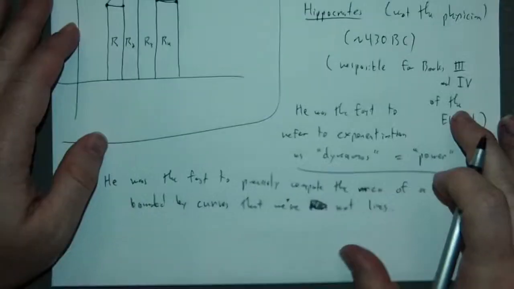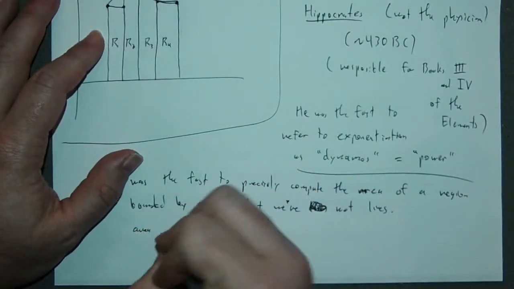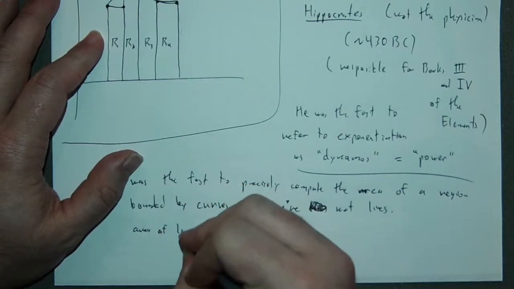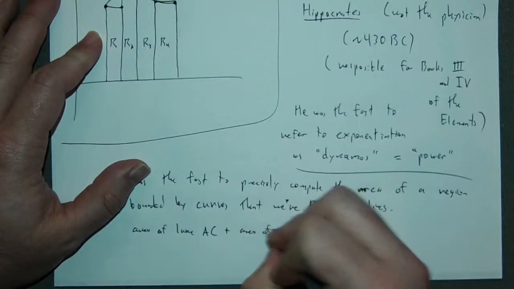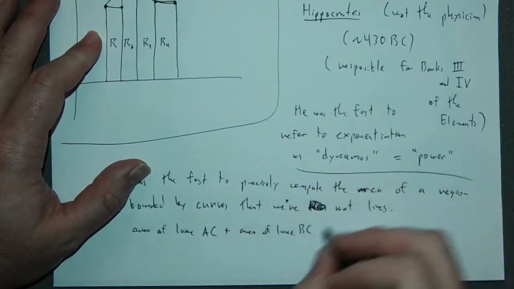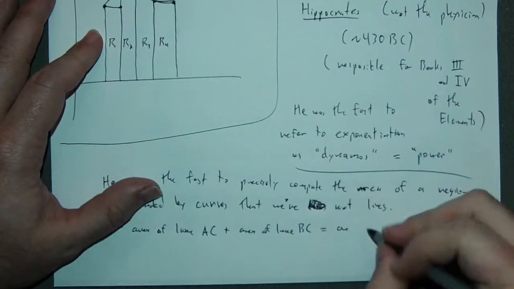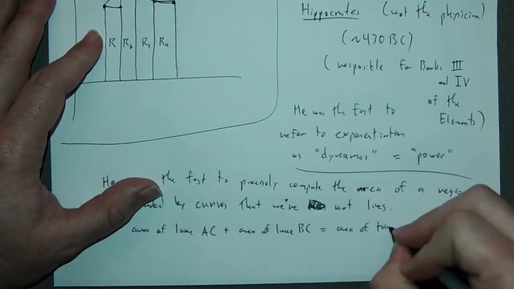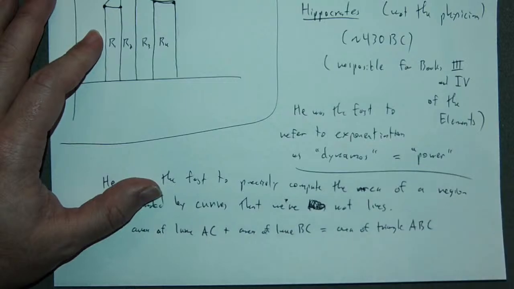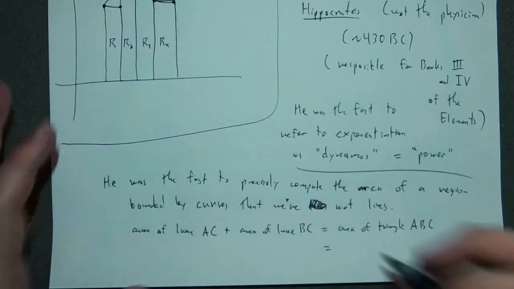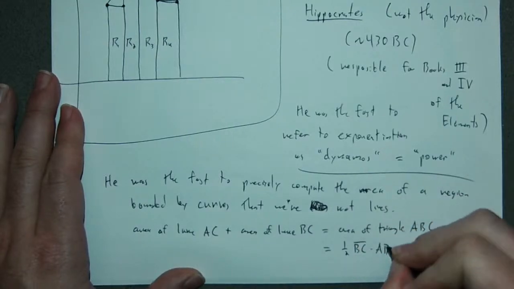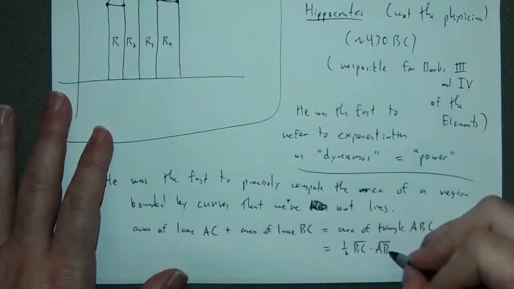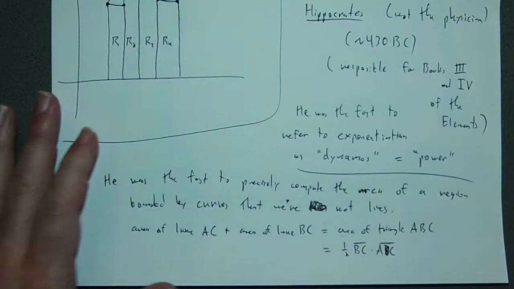And so, going back here, area of lune AC in that picture plus the area of lune BC, this is equal to area of the triangle ABC. But I know how to compute that. That's just 1/2 BC times AB. Or sorry, BC times AC, not AB. AB is the hypotenuse. Okay.